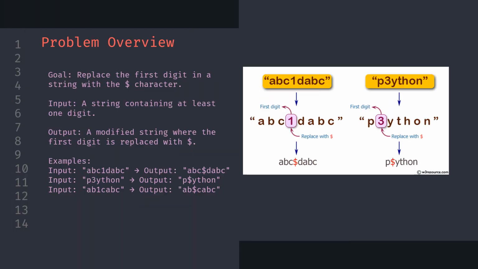The problem is simple but practical. Given a string that contains at least one digit, we need to identify the first digit and replace it with the dollar character. For example, the string ABC1DABC becomes ABC$DABC. Let us see how we can implement this.